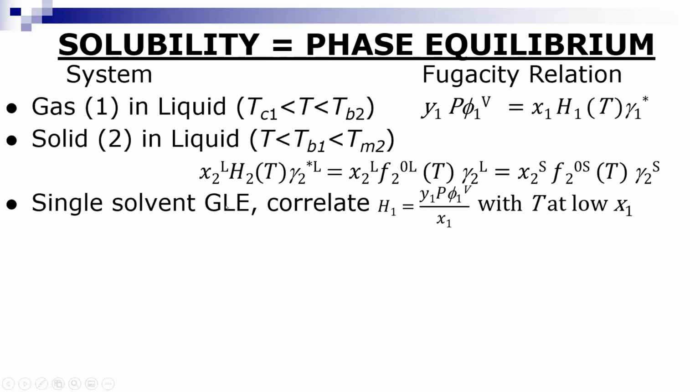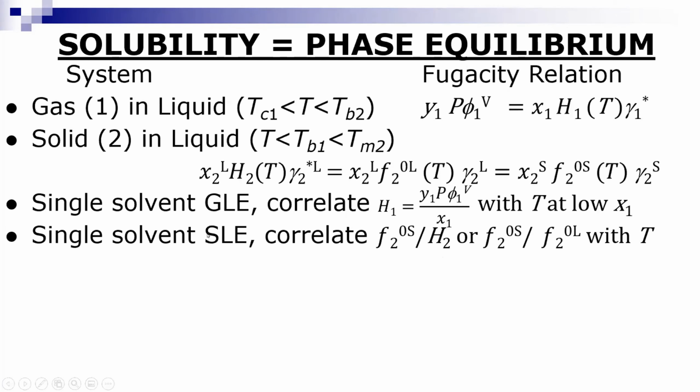If you're talking about a single solvent gas liquid equilibrium, if you get data, you can get the Henry's constant from the ratio of fugacity in the vapor phase divided by the liquid mole fraction. And you do that at low mole fractions. If you're talking about a single solvent solid liquid equilibrium, you correlate either the ratio of this quantity to the Henry's constant or this quantity to this constant. This was the form in which I saw an equation in Rafiq's presentation related to the enthalpy, the melting temperature, and the enthalpy of melting.